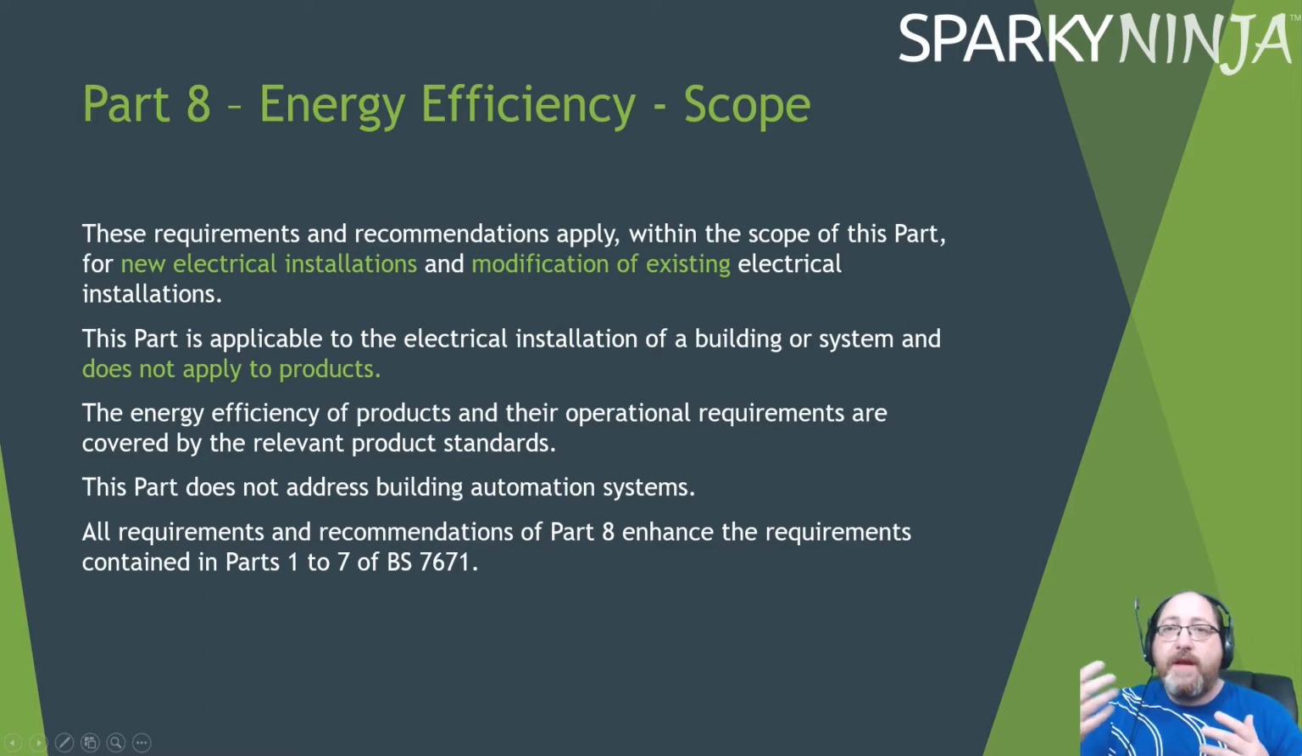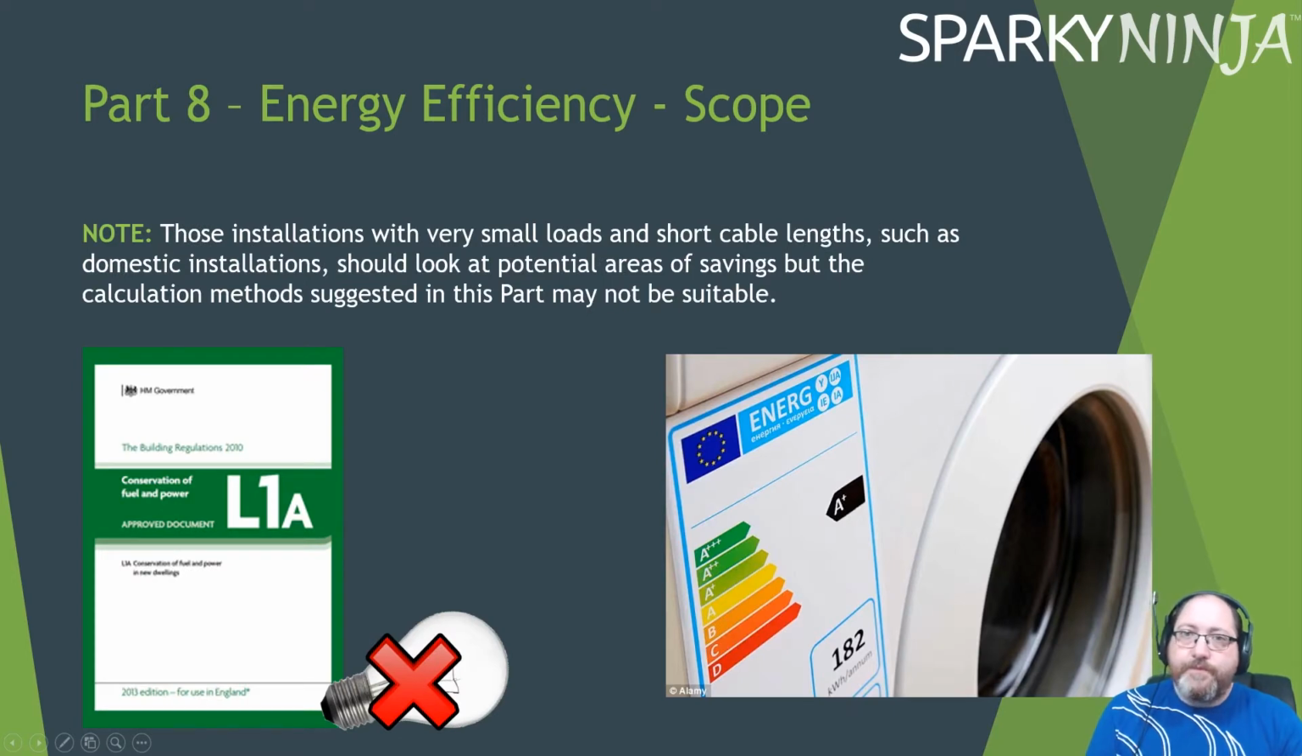Alright, the recommendations apply within the scope of this part for new and for modifications. Okay, it doesn't apply to products. Alright, well that's understandable, you know. So products will have equipment manufacturing standards. It also does mention that installations with very small loads and short cable lengths, such as dwellings, should probably not be considered here because the calculations suggested might not be practicable.